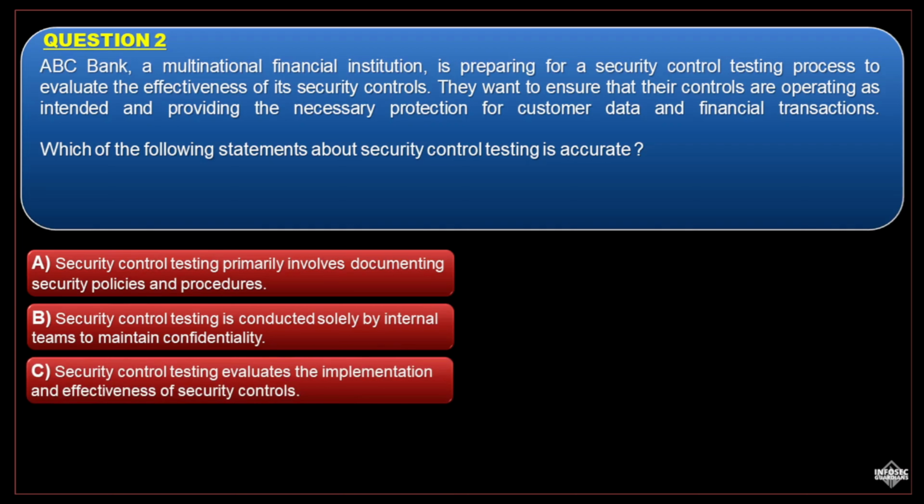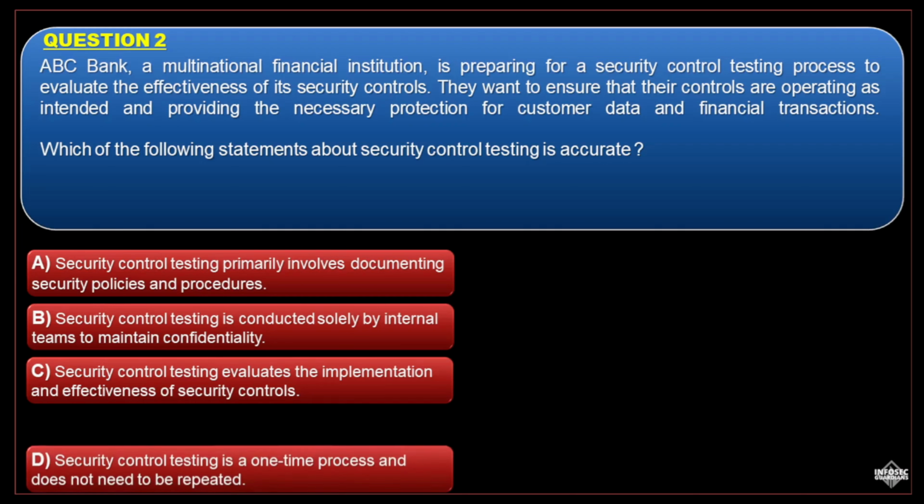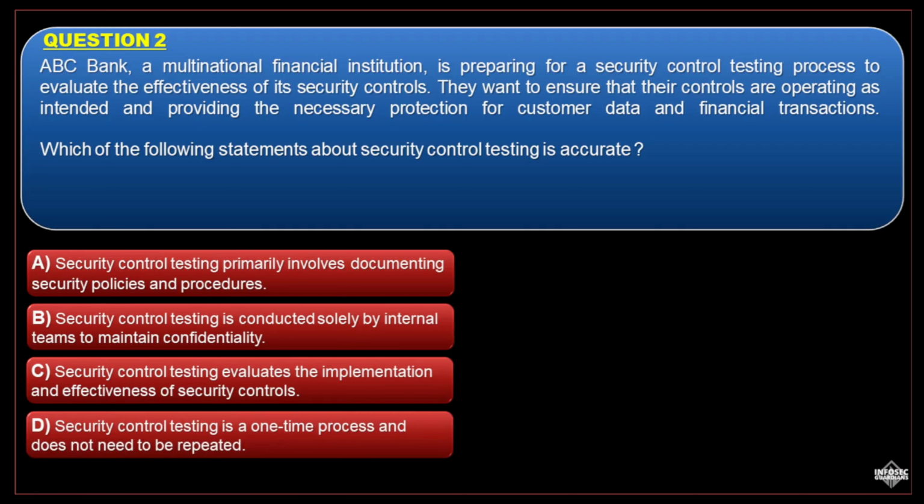Option C. Security control testing evaluates the implementation and effectiveness of security controls. Option D. Security control testing is a one-time process and does not need to be repeated. Now, let us evaluate and understand each option to find the correct statement.